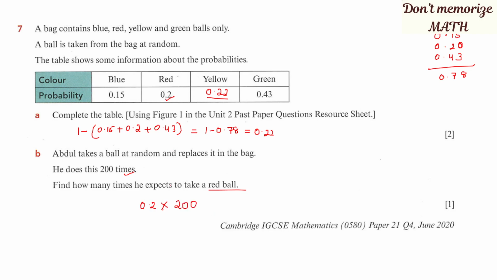So times 200, because he is replacing it, you can directly multiply it by 200. Okay, he is keeping the ball back, so you can just multiply it by 200. 200 times 2 is 400, but we have one decimal, so it will become 40. So 40 times we are expecting him to take a red ball. Okay, so that's all about question number 7.